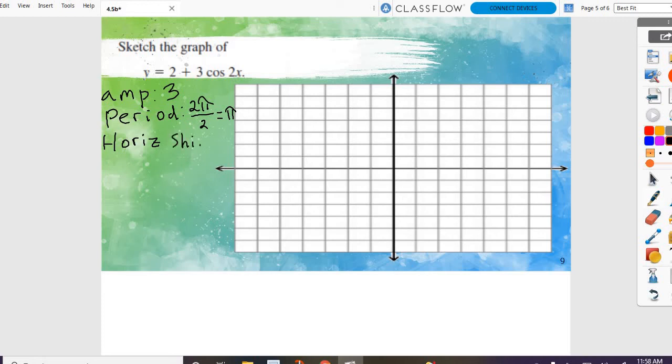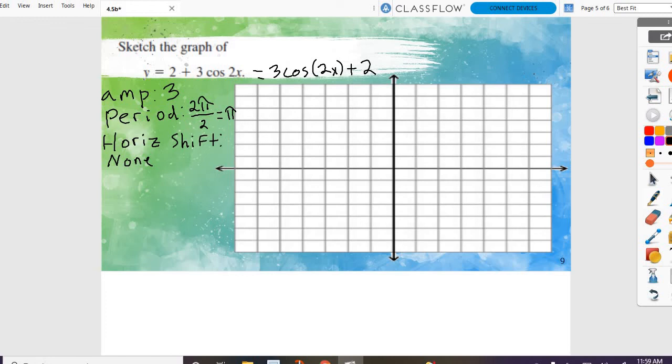So a lot of times in your book, they're going to write that 2 first. If you wrote it behind it, that's fine. Just remember, you can either just put parentheses around the 2x, or if we don't put parentheses, then it's also understood to be on the outside. But that's why your book likes to do it in front, because then it's really easy to see that it's not.